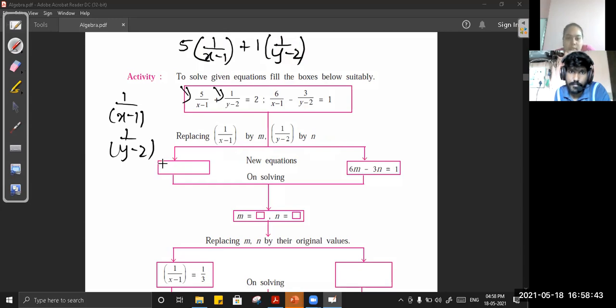So that will become m. 5m. Minus... there's a plus sign. Oh, sorry, there's a plus sign. So plus 1n, so I can write just n. Okay, only n equals to 2.